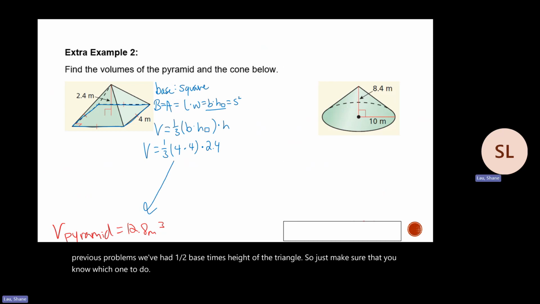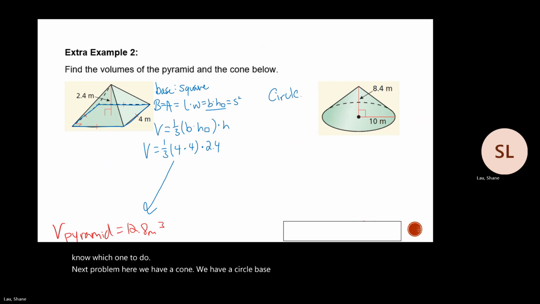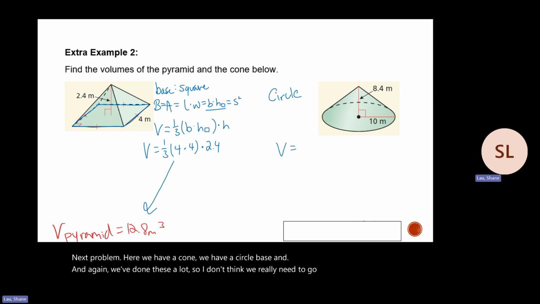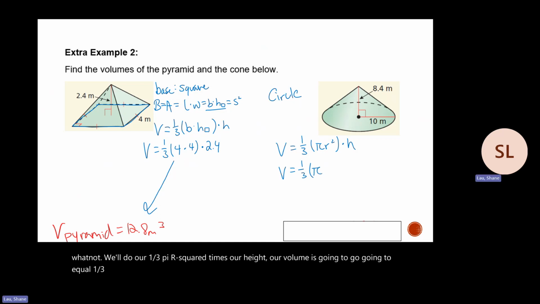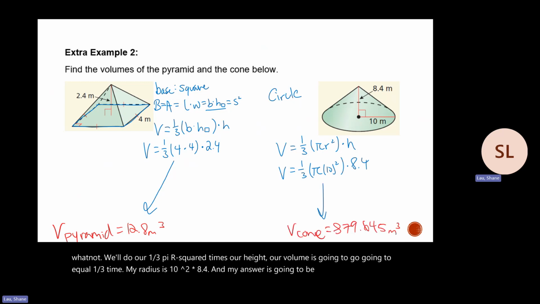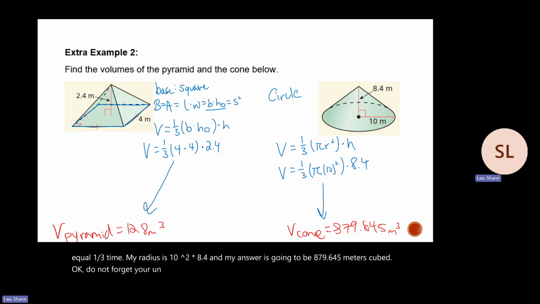Next problem here, we have a cone. We have a circle base. And again, we've done these a lot, so I don't think we really need to go in depth. We'll do our 1/3 pi r squared times our height. Our volume is going to equal 1/3 pi, my radius is 10 squared, times 8.4, and my answer is going to be 879.645 meters cubed. Do not forget your units. It's always going to be cubed. Do not forget your units.